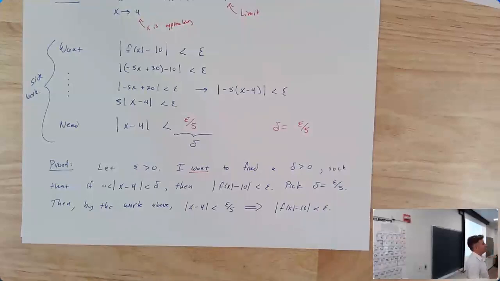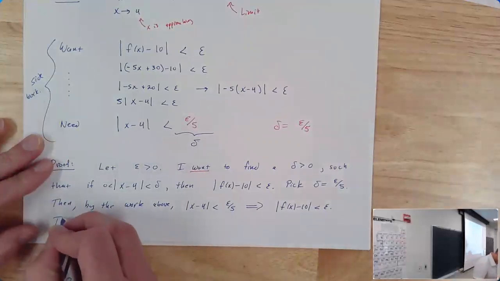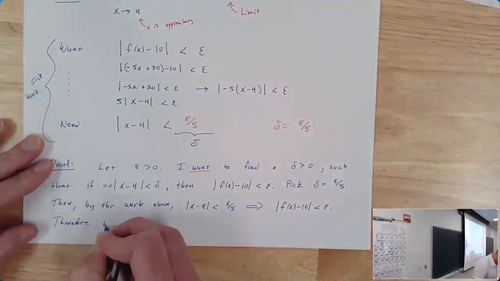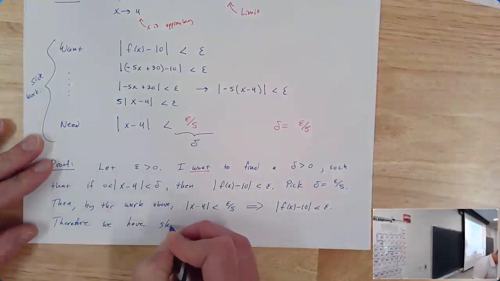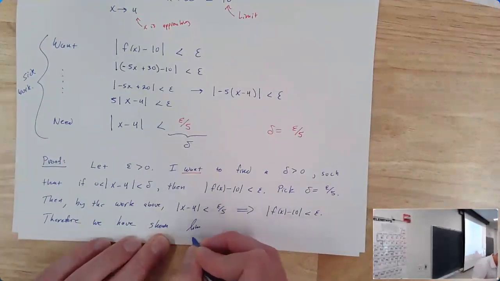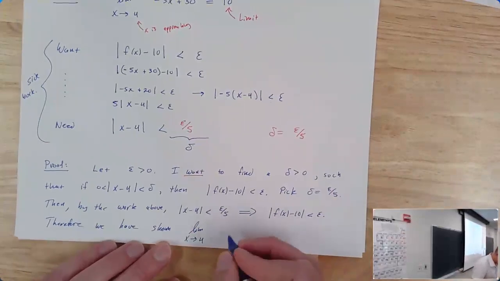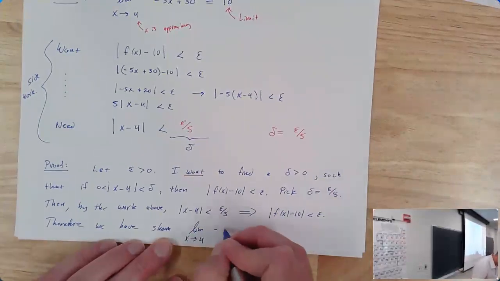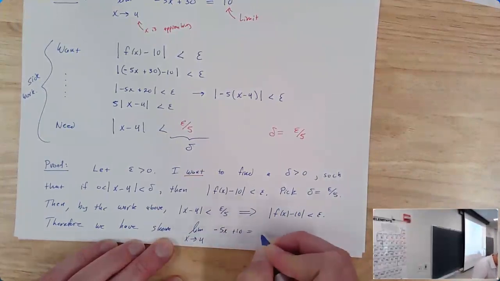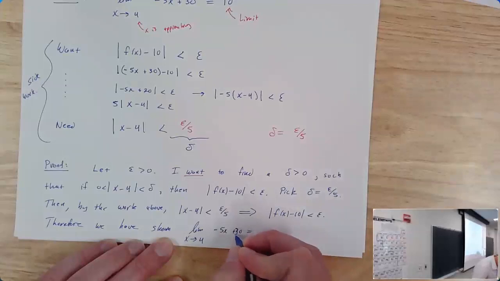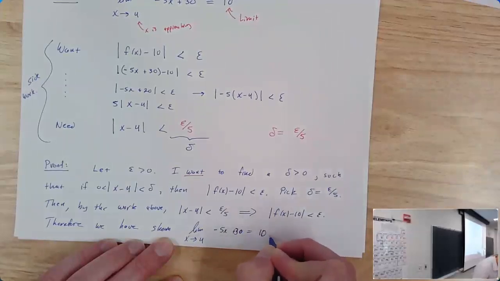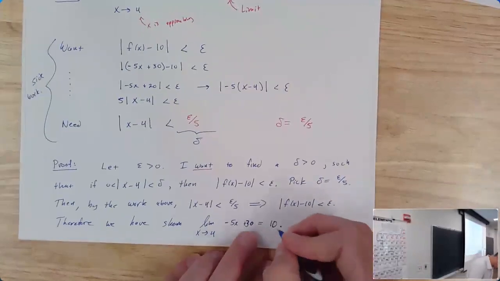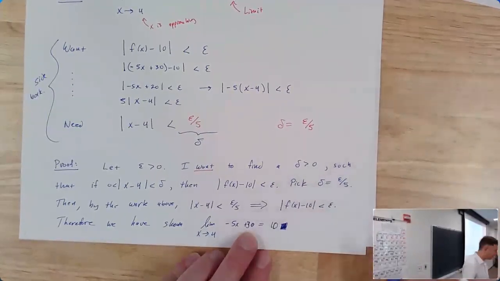Okay. So then we tell them what we told them. We did the thing we said we were going to do. What did we prove? We proved the limit. So I like to say, therefore, we have shown or we have proved that the limit as x approaches 4 of our function, you can either write f of x or negative 5x plus 10, is equal to, sorry, negative 5 times 4 plus 30, apologies, is equal to 10. And sometimes people draw a little square here and color it in, meaning we proved the thing we were going to prove.